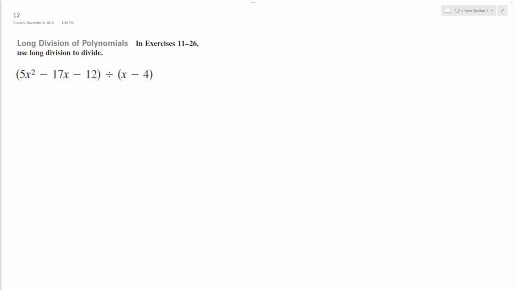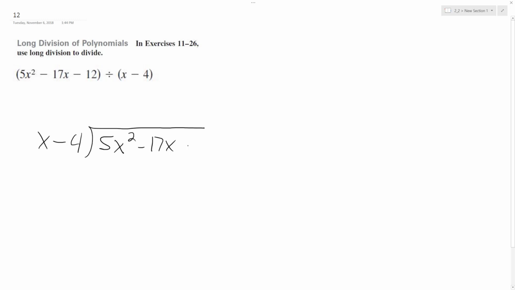I am going to solve the following using polynomial division, long division. So it's going to be the quantity x minus 4. This is our divisor and dividend. So 5x squared minus 17x minus 12.